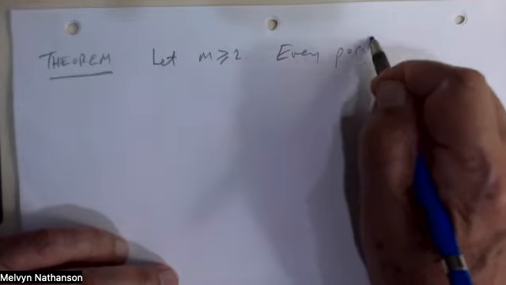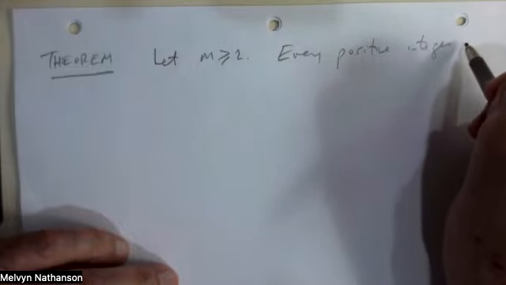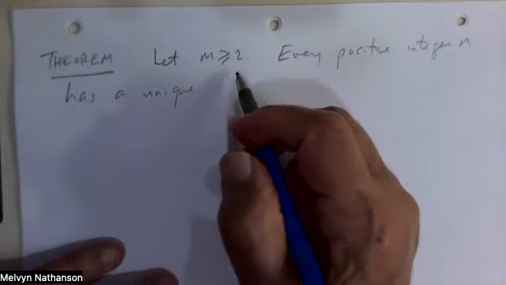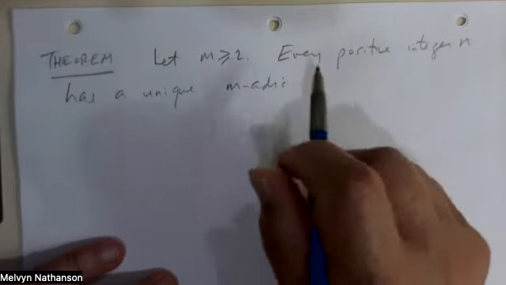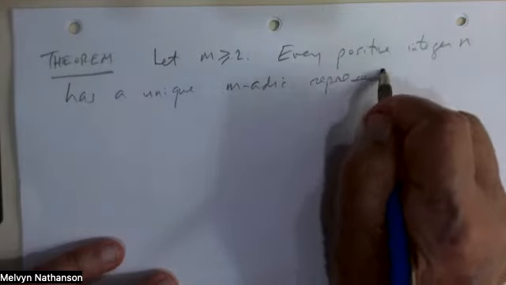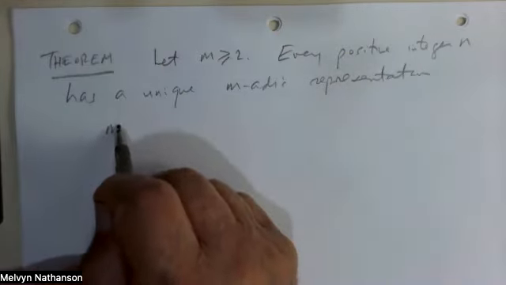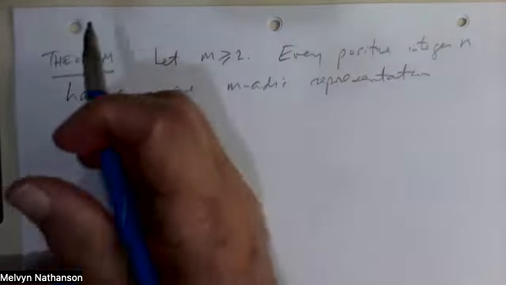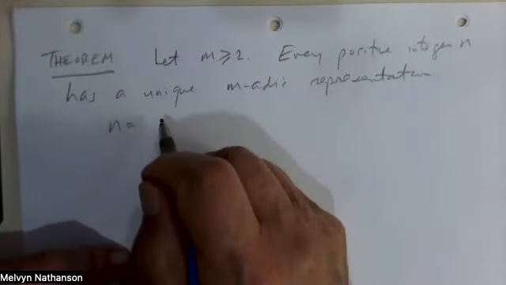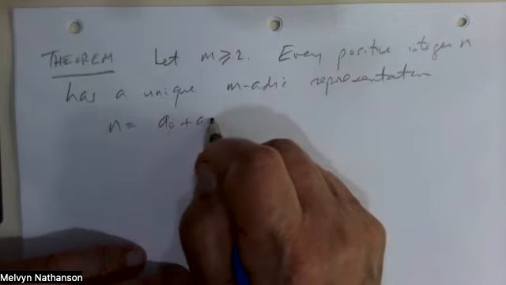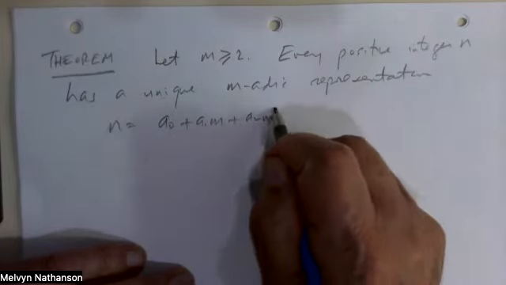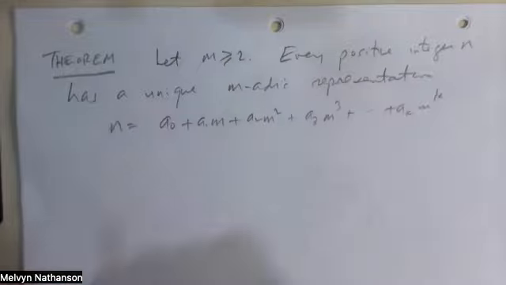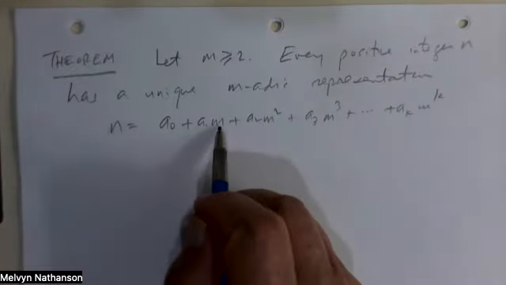So every positive integer n has a unique, what is called m-adic representation. So n is a sum of powers of m with certain coefficients, where these are fixed powers of m.